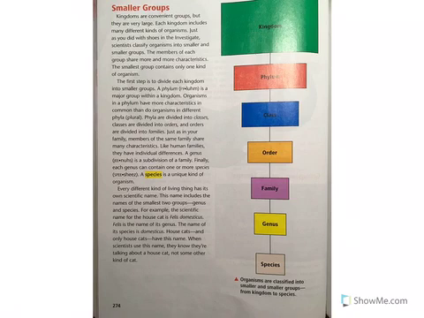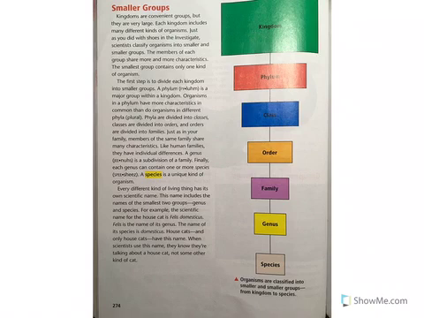The first step is to divide each kingdom into smaller groups. A phylum is a major group within a kingdom. Organisms in a phylum have more characteristics in common than do organisms in different phyla. Phyla are divided into classes. Classes are divided into orders, and orders are divided into families.